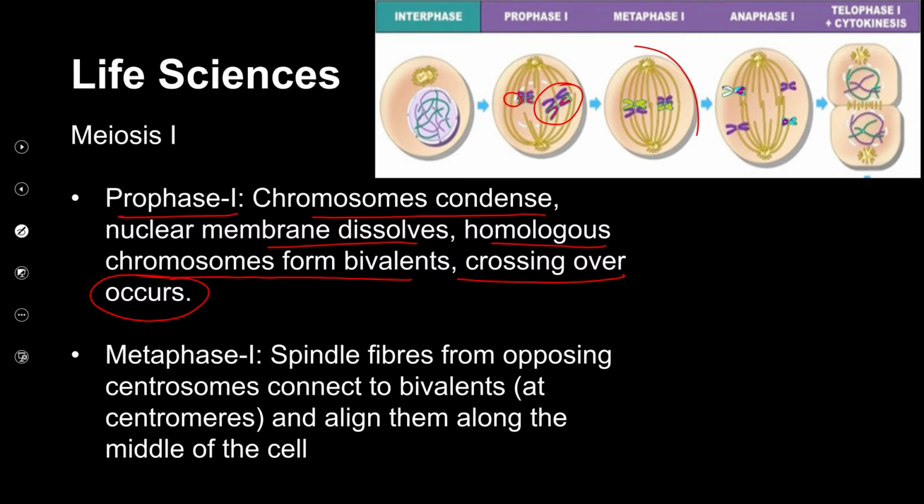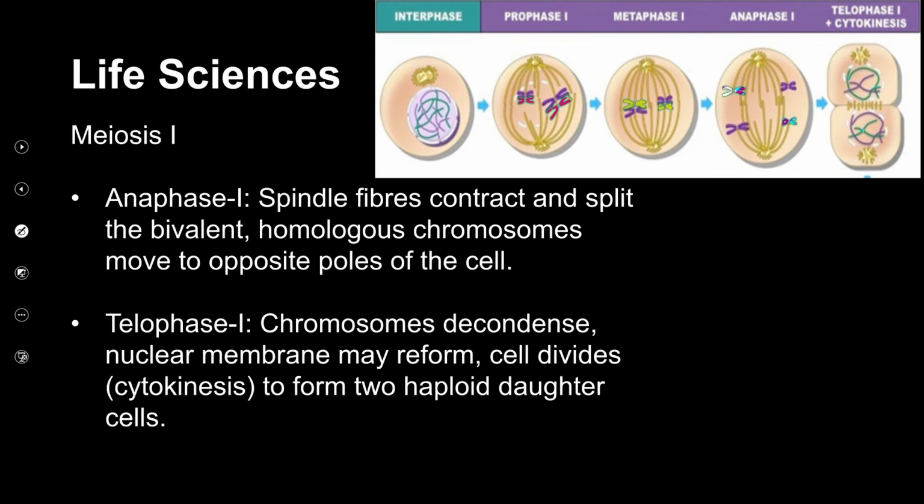We then look at metaphase, and as I mentioned, the concept of meta meaning meet, and during metaphase 1 we find that these pairs of chromosomes now meet along the equator, and the spindle fibers from the opposite centrosomes will connect the bivalents at their centromeres and align them along the middle of that cell, which we refer to as an imaginary equator. If we go on to anaphase 1, we know that these spindle fibers start to contract, and we see that the chromosomes are pulled apart, which we see distinctly happening in anaphase 1.